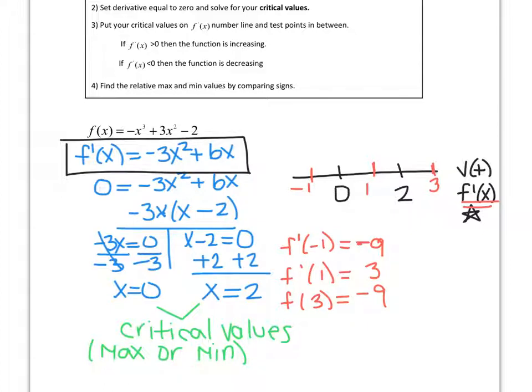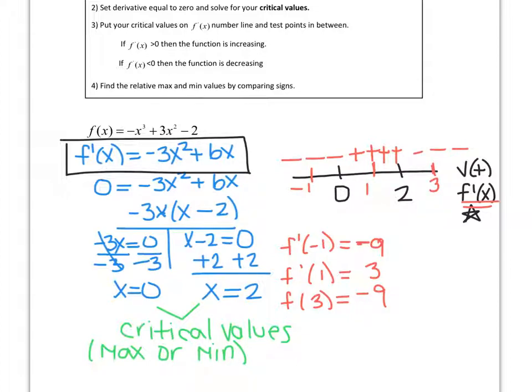Okay, these should be your answers. So what we found was that when x is -1, y was -9. So what that means is that this area here is negative. And when x was 1, y was 3, which is positive. So we found that this area is positive. And then the same thing, when x was 3, we had another -9. So that means this area is negative.